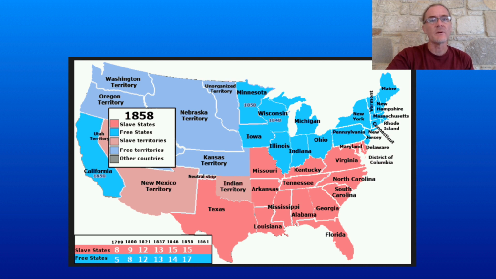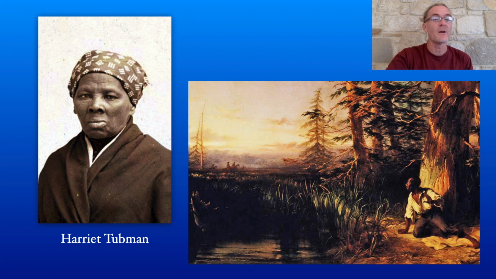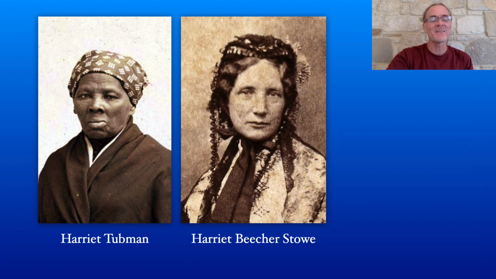Harriet Tubman was one of the heroes of that time, helping slaves to escape the South by the path known as the Underground Railroad. Another, Harriet Beecher Stowe, wrote the novel Uncle Tom's Cabin to show people what the real life of enslaved people was like. They became angry.